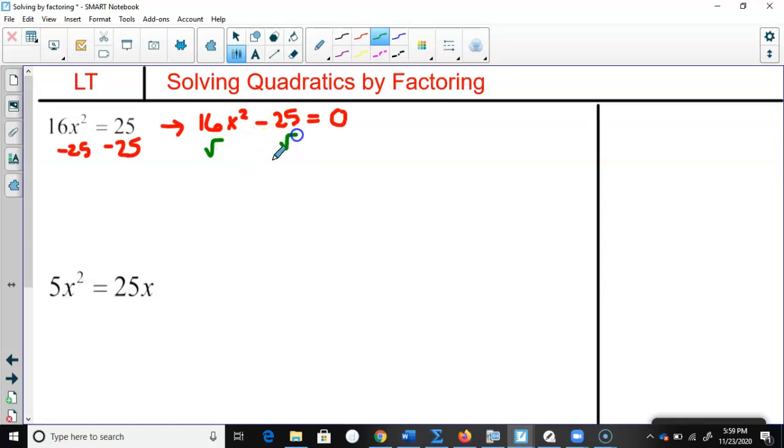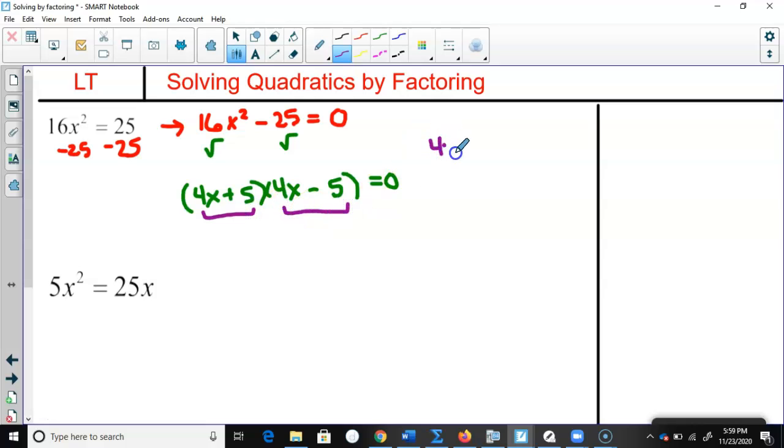I do that by taking the square roots of both of them, and I write it twice. So the square root of 16x squared is 4x. I write that twice. The square root of 25 is 5. Set it equal to 0. And then I have plus, minus, for the difference of perfect squares. Step 2 is to have them factored. We have factored them. And then step 3 is to set each factor equal to 0 and solve for x. I'm going to do that over here because I have a little more room.